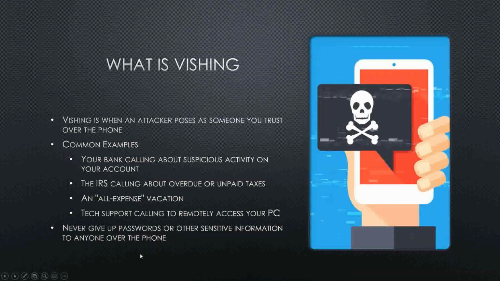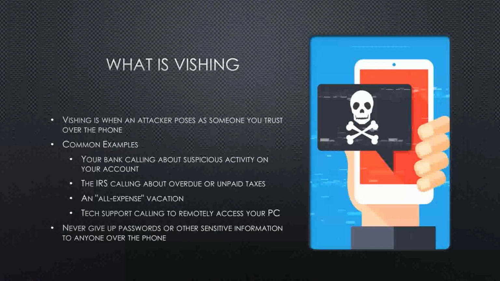What is vishing? Vishing is when an attacker poses as someone you trust. So, for example, calls about your vehicle warranty expiring and to press 1 to talk to someone. That's an example of a vishing attempt. Another common example is your bank calling you about suspicious activity on your account, when in reality, it's not the bank that's calling you, it's an attacker, a hacker, trying to social engineer their way into your accounts. So if you get a call from someone that you think might be suspicious, never give them any information, never give up your password or your personal information.